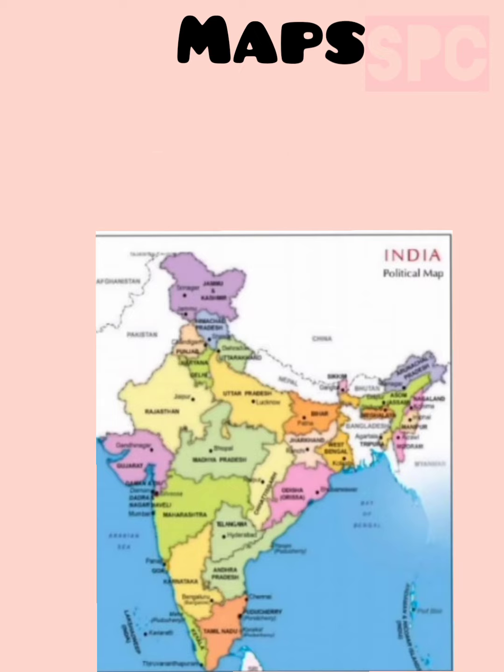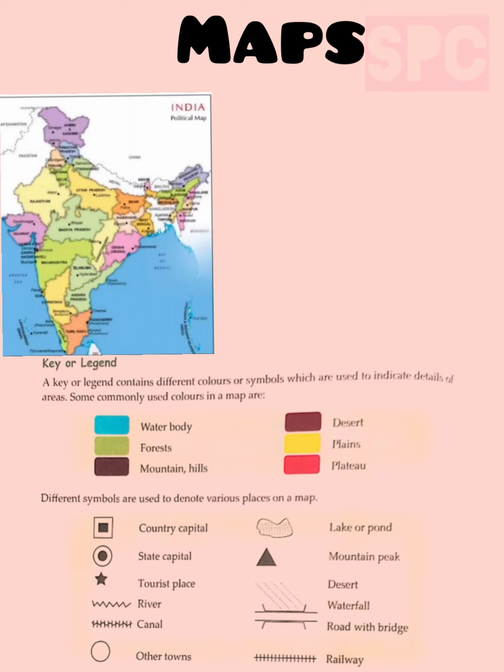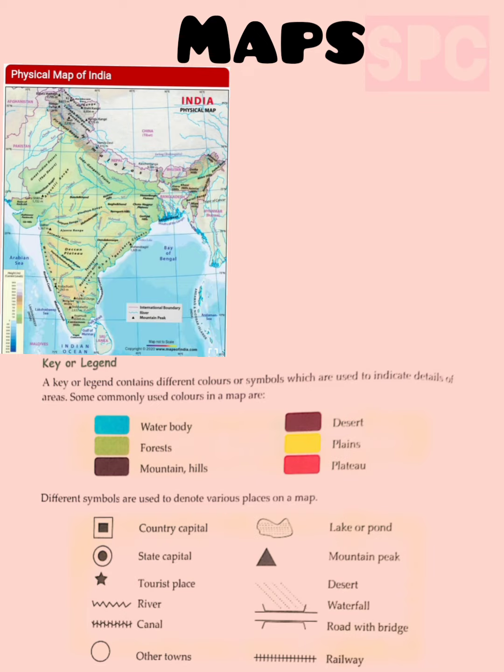A map also shows different landforms and water bodies present on Earth. It uses signs, symbols and colors to show different features on a map. Like here you can see the boundaries of different states of our country are shaded with different colors. Students, every map has a key or legend. A key or legend contains different colors or symbols which are used to indicate details of an area on a map. For example, blue color is usually used for water body, green color is used for forest, dark brown for mountains and hills, light brown for desert, yellow for plains, and red color is used for plateau.